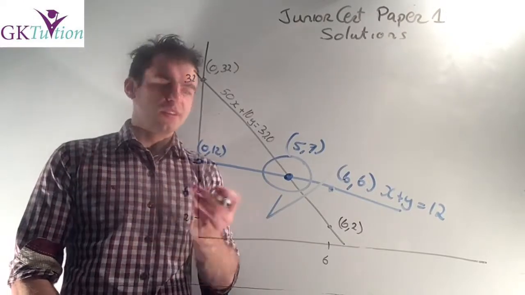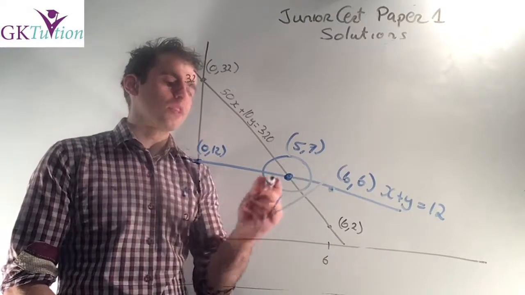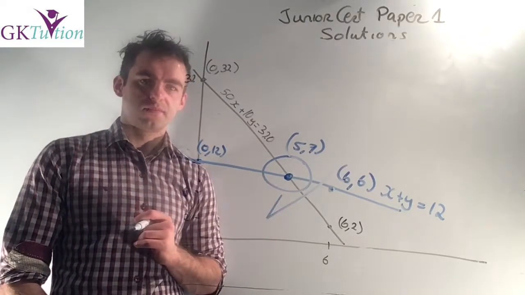If you ended up with something different, try and plot your graphs again. Okay, so all we were looking for there was that they intersect at 5, 7.